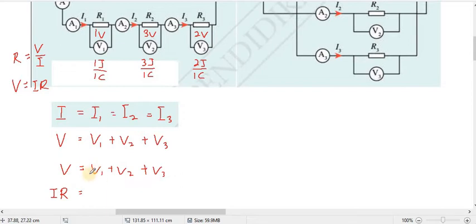How do I calculate the potential difference at V1? I use the current here times the resistance here. Same, V equals IR. I want to calculate the potential difference here, I use the current here and the resistance here. I want to calculate the potential difference here, I use the current here and the resistance here.